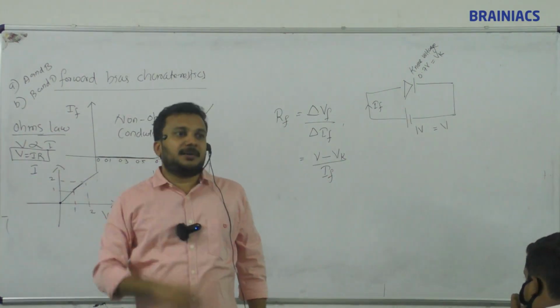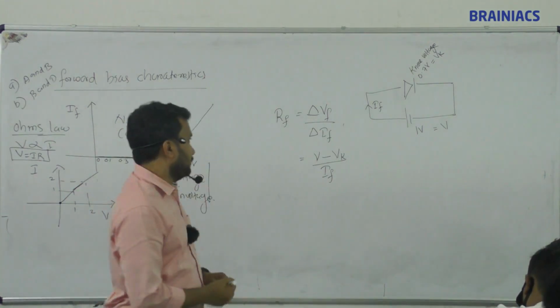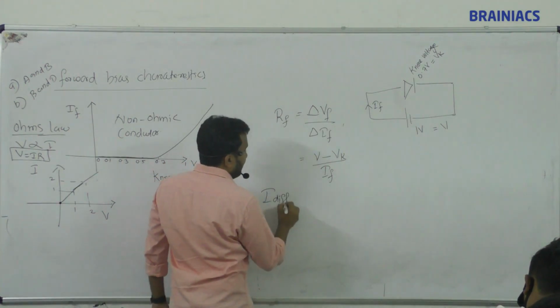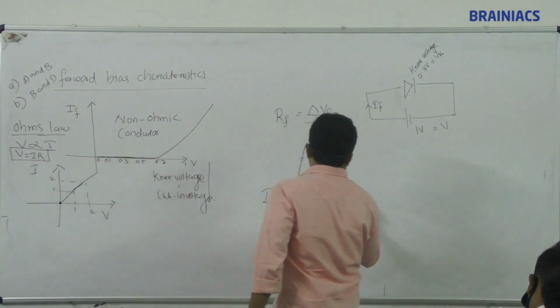So in forward bias, I diffusion is greater than I drift.